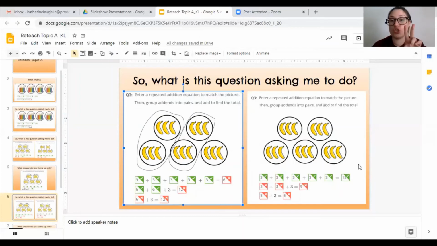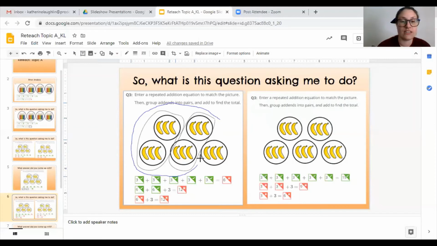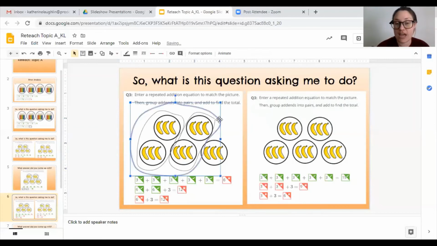Remember, pairs is 2 of the same thing. I want you to look. Where else can you find pairs? 2 of the same thing in this picture right here. You are correct. You can turn the 6 and the 6 into one group, because 6 and 6, that's a pair, 2 of the same thing.